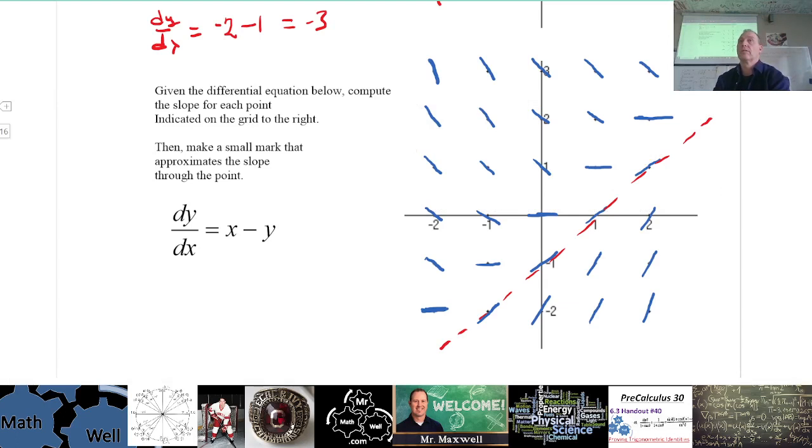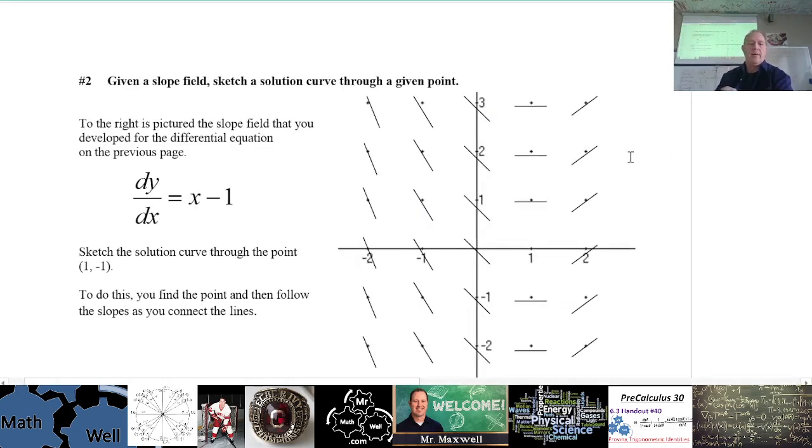Any questions? This is going okay? All right, let's flip the page then in your notes. Given a slope field, sketch a solution curve through a given point. So here's where we have a slope field that's given, and we have some initial conditions right here. All right, so 1, negative 1. Right here, this is a point that's on the graph.